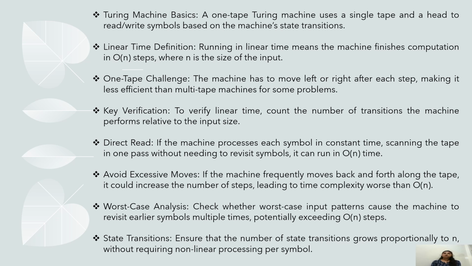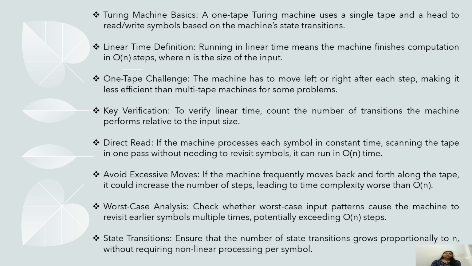The next is one tape challenge. The machine has to move left or right after each step, making it less efficient than multi-tape machines for some problems. Key verification. To verify linear time, count the number of transitions the machine performs relative to the input size.